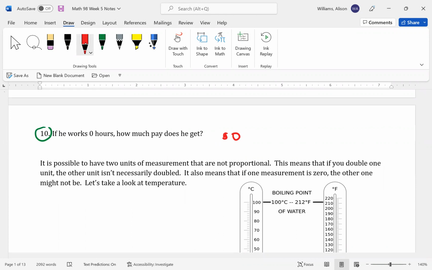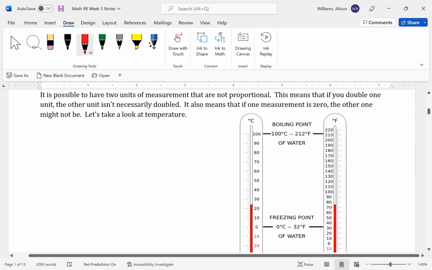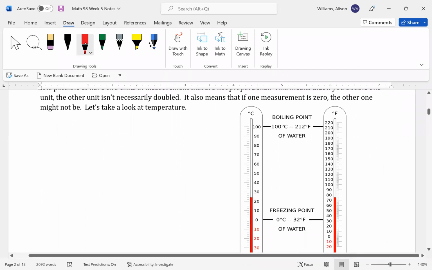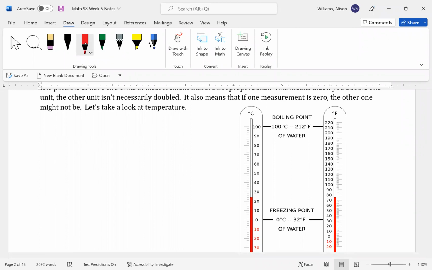The example we're going to look at is temperature. So we're going to look at the difference between Celsius and Fahrenheit. And as you see, they've labeled the boiling points. For Celsius, it's 100 degrees. For Fahrenheit, it's 212, and that's for water. And then they labeled the freezing points. 0 degrees for Celsius, 32 degrees for Fahrenheit for water.